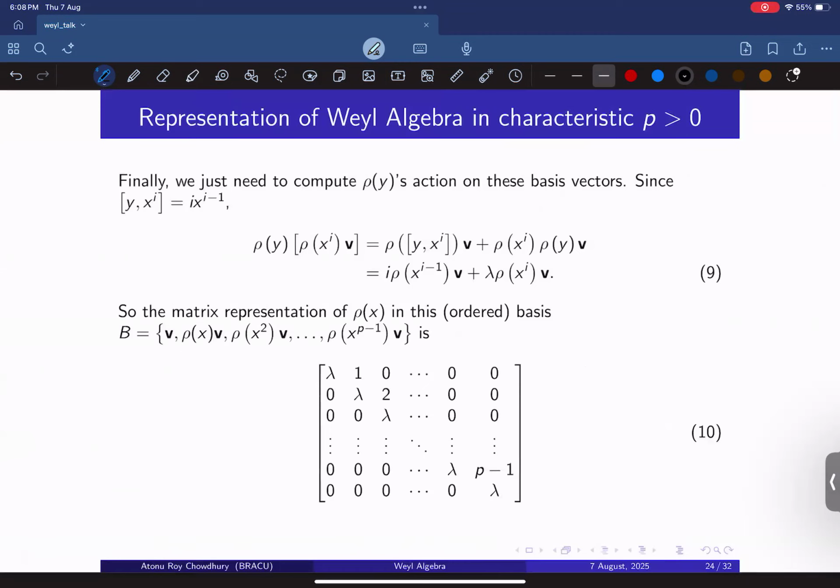All the diagonal entries are lambda, and this is called, I think, the superdiagonal, right? All the entries above the diagonal entries are 1, 2 through p minus 1. Okay, so we are basically done.